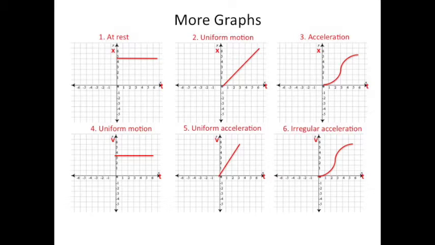In the fifth case, we have a value for slope, and it's constant. Therefore, it's a uniform acceleration. In the sixth case, though, the slope is not constant. Acceleration keeps changing, so we have an irregular acceleration, so it's irregular motion.